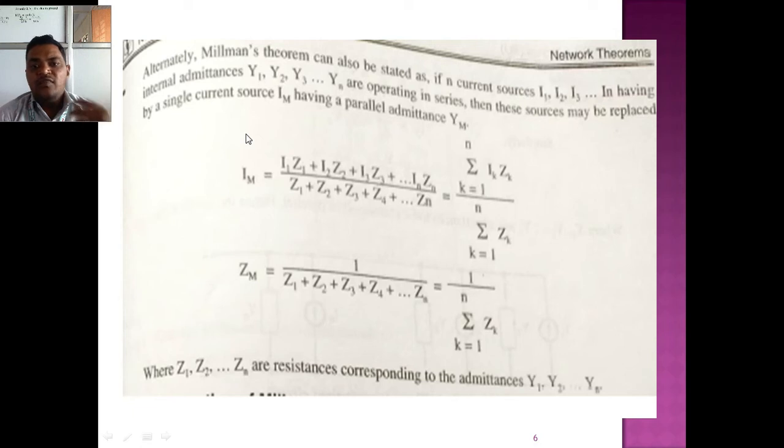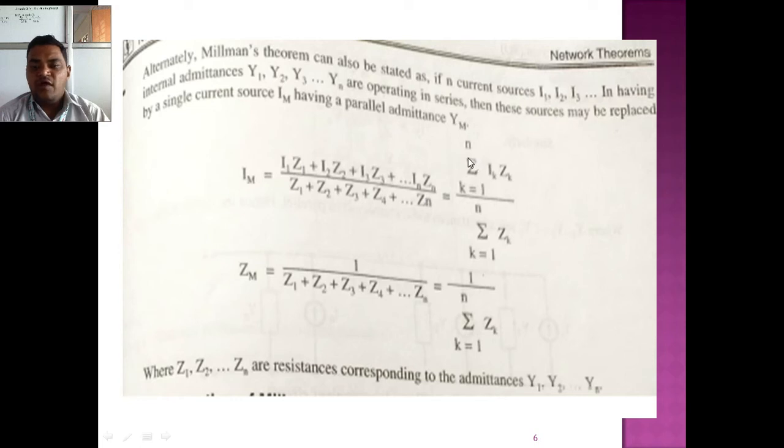In the same way, if n current sources are given, having internal impedances Y1, Y2, Y3 up to Yn operating in series, these sources may be replaced by a single current source and its parallel impedance, which will be given as Ym. So here Im is equal to I1 Z1 plus I2 Z2 plus I3 Z3 plus up to In Zn upon Z1 Z2 Z3. Here the value will again be varying from 1 to n.